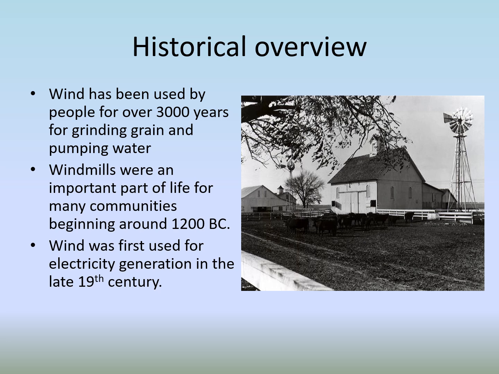Historical overview: wind has been used by people for over 3000 years for grinding grain and pumping water. Windmills were an important part of life for many communities beginning around 1200 BC. Wind was first used for electricity generation in the late 19th century.